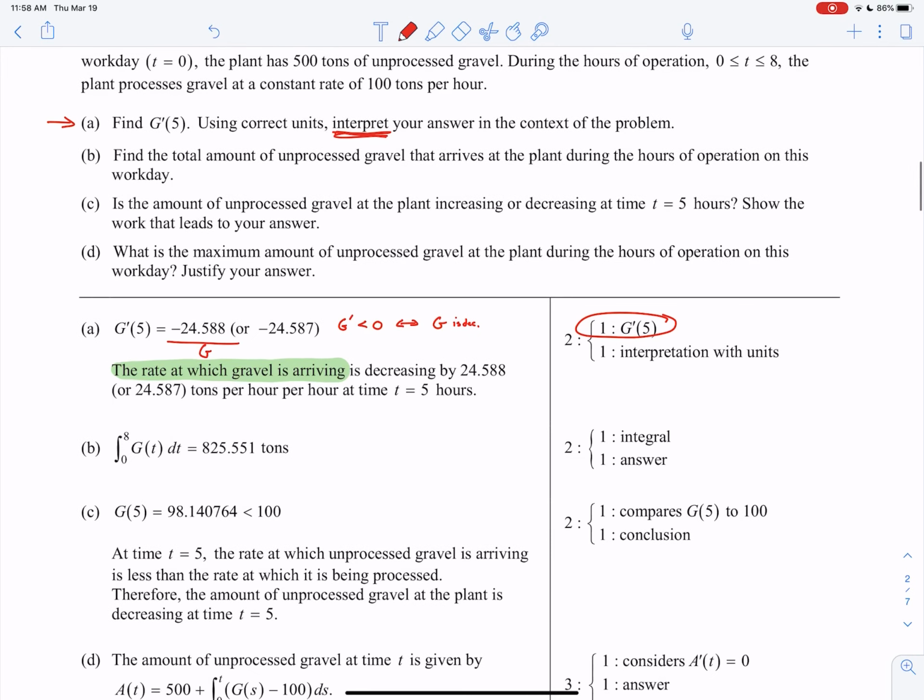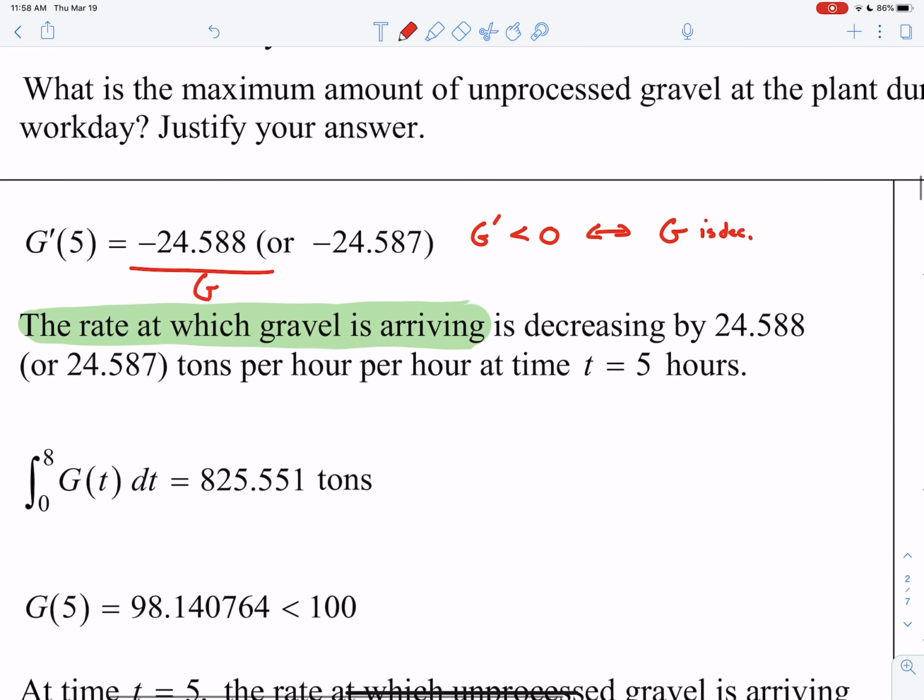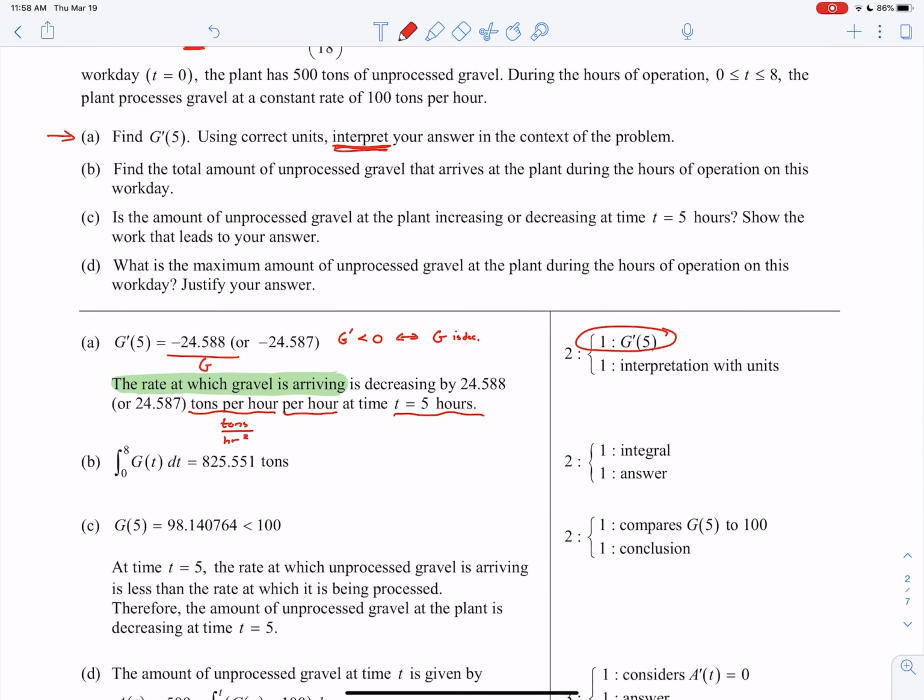Now, since g is already a rate, g prime is going to be tons per hour or tons per hour squared, up to you, at t equals 5 hours. So you really need all the components here. The only way to get good with that interpretation is to just practice it. Okay? Keep practicing over and over. See what you're missing and see what you seem to be retaining each time.